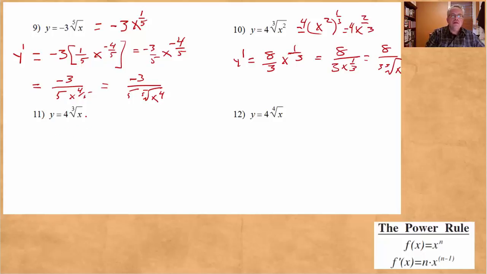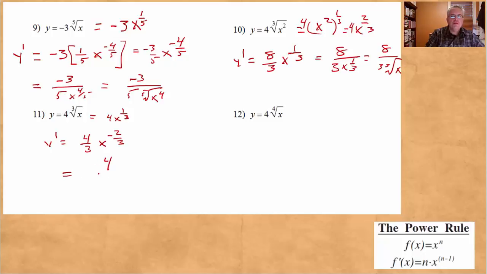So rewrite. So this would be 4x to the 1/3. So it'd be 1/3 times 4. That'd be y prime. So that's 4/3. x, subtract 1 from the exponent. 1/3 minus 1 is -2/3.